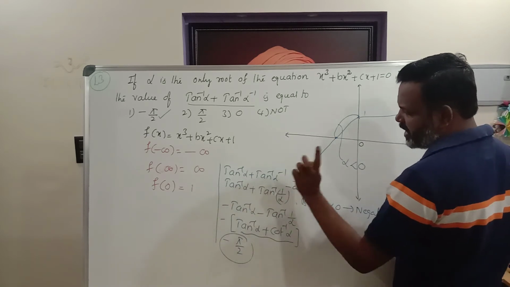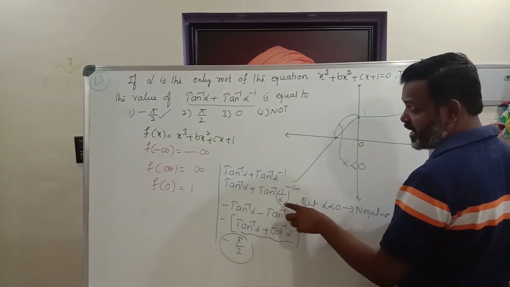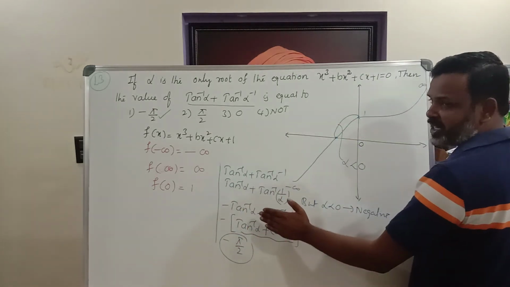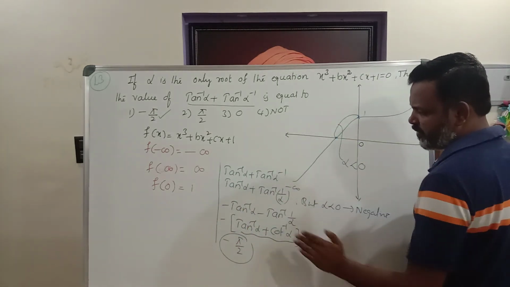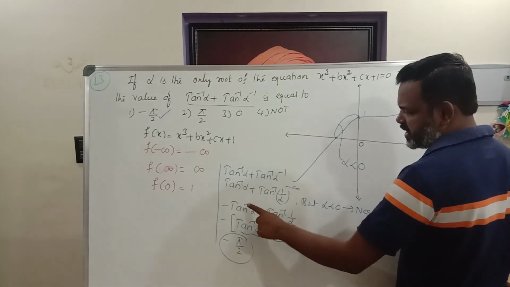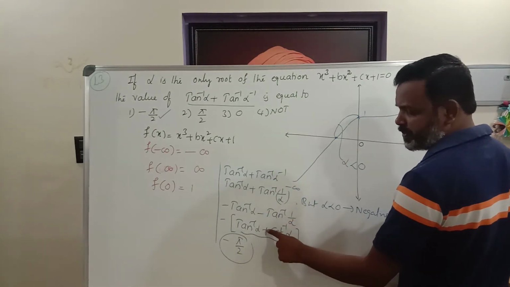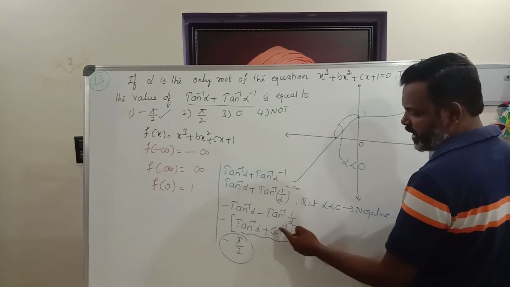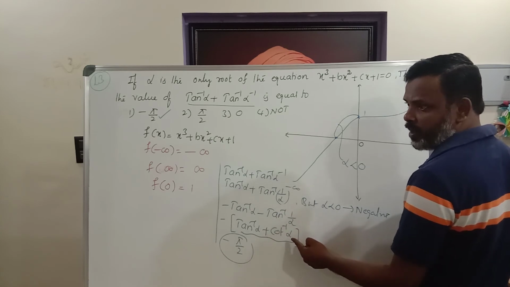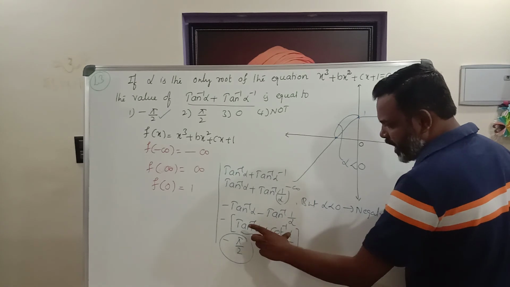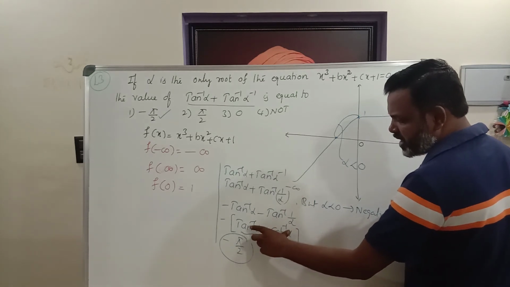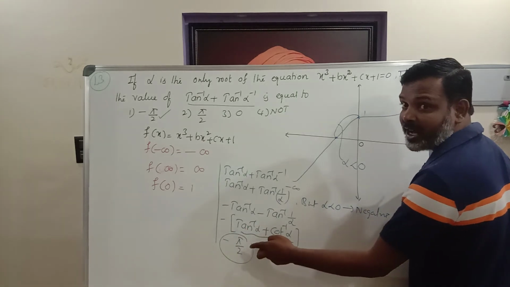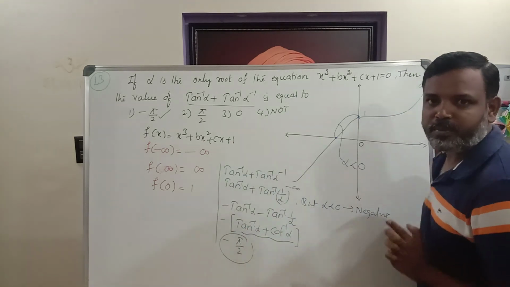Tan inverse of minus alpha, tan inverse of minus 1 by alpha, by the property the minus comes out: minus tan inverse alpha minus tan inverse 1 by alpha. Take minus outside, this becomes tan inverse alpha plus tan inverse 1 by alpha, which can be taken as cot inverse alpha. We have the property that tan inverse alpha plus cot inverse alpha is pi by 2, so the answer will be minus pi by 2. Is it clear? Thank you.